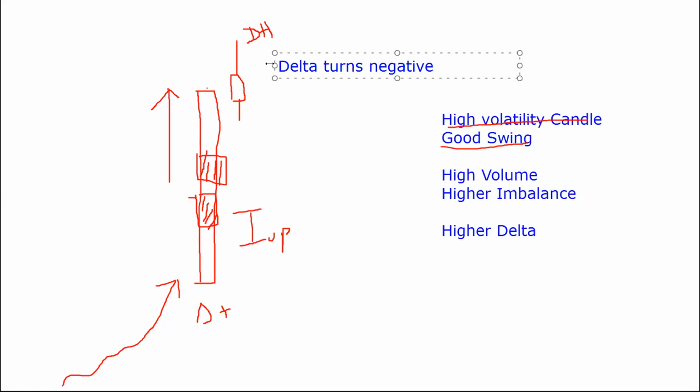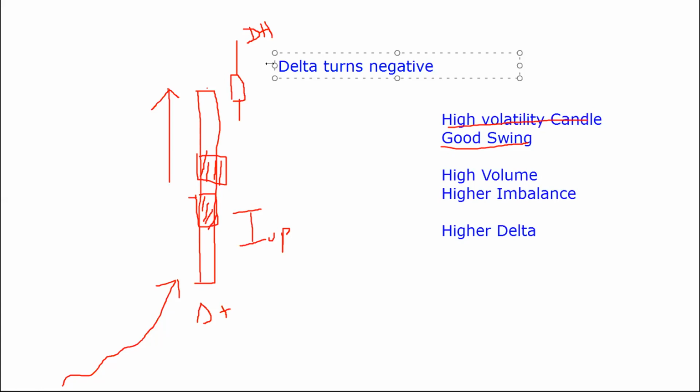So if the cumulative delta is getting a lot of negative for the day, that means aggressive sellers are in control. If the cumulative delta is getting more and more positive, there will be more and more buyers for the day.